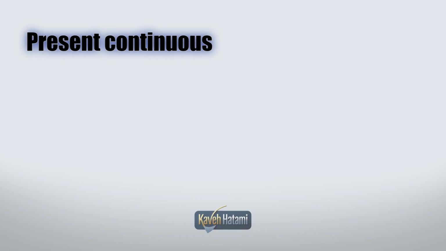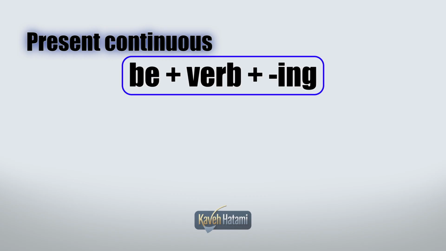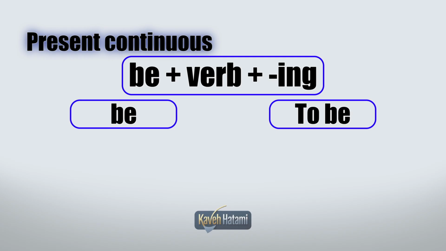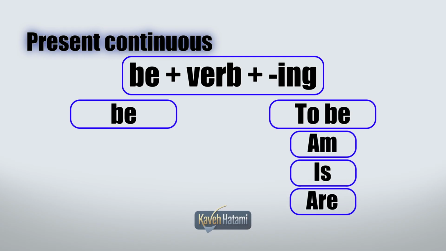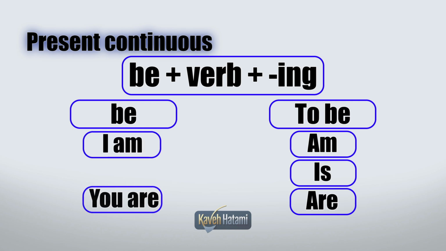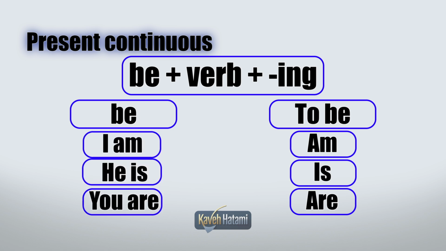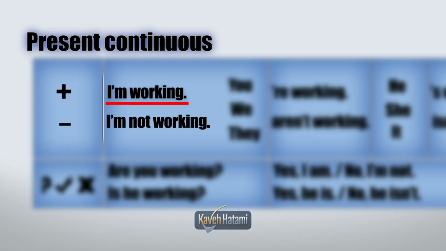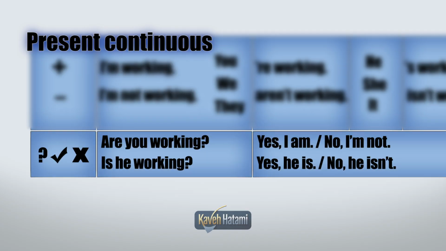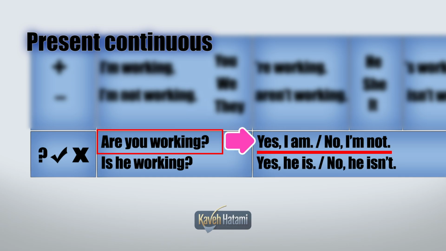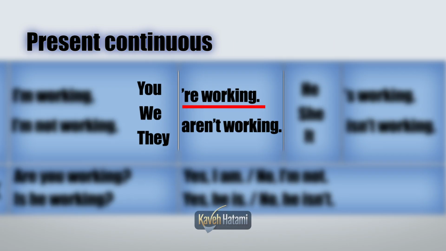Now let's check the structure for present continuous. Be plus verb plus ing. Be careful, be and to be are different. To be is am, is, are. Be is something like I am, you are, he is, and other examples. I'm working. In the negative form, I am not working. Or in the question, are you working? Yes, I am. No, I'm not. You are working. That you can also say, you're working. Negative form, you aren't working.